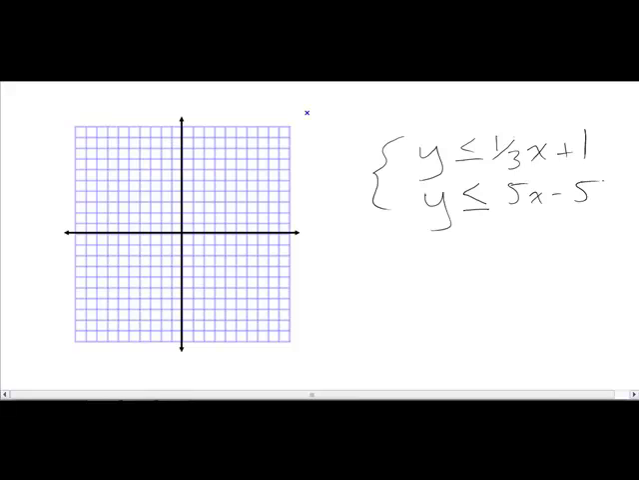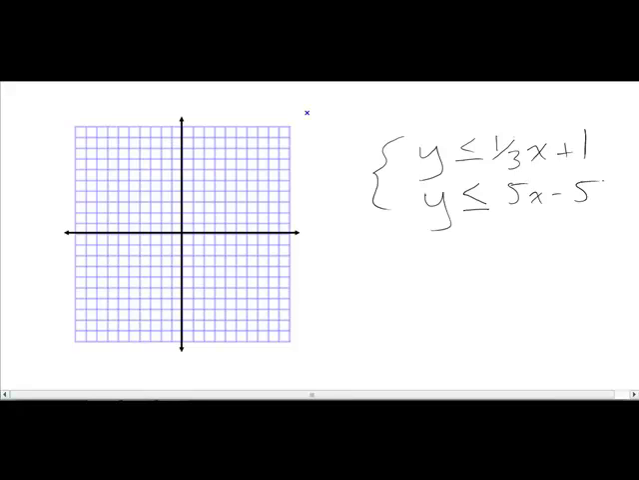Okay. 1/3 x plus 1. I've already written both of these in y equals mx plus b format. They also both have an "or equal to" on the inequality symbol, so I know that they're going to be solid lines. So let's just go ahead and graph them.